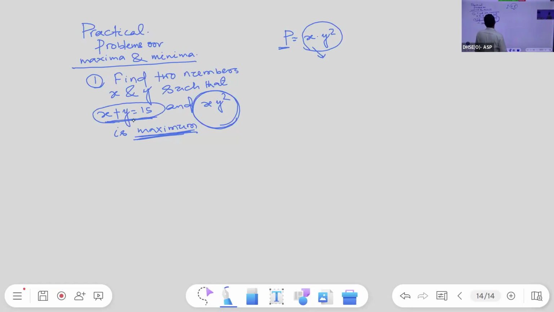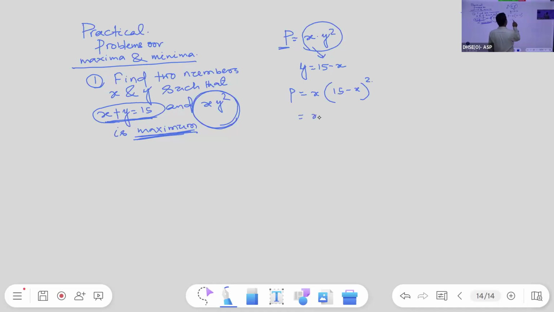y is equal to 15 minus x. So p is equal to x into 15 minus x whole square. Now p is a function of a single variable. To find the maximum and minimum value, we can differentiate the function.